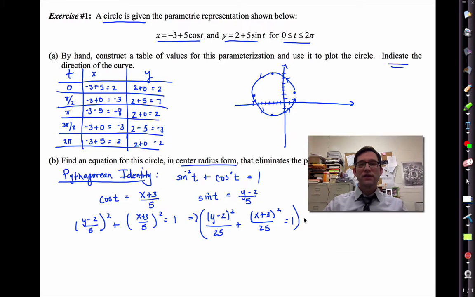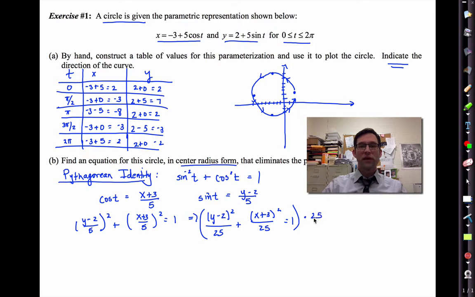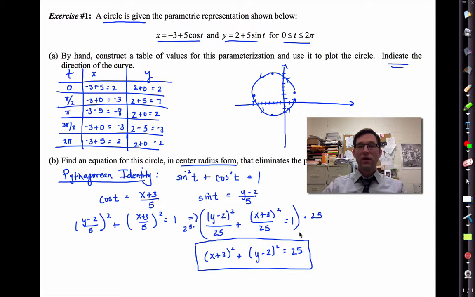To get it in center radius form, what we would do is multiply both sides of this equation by 25, thus canceling those 25s, leaving us, let me actually write the x term first. Since it's addition, it does not matter. But I think most students are pretty comfortable with seeing this form of a circle, right? What's known as the center radius form of a circle. We can easily tell from it that the center of the circle is at (-3, 2) with a radius of 5.